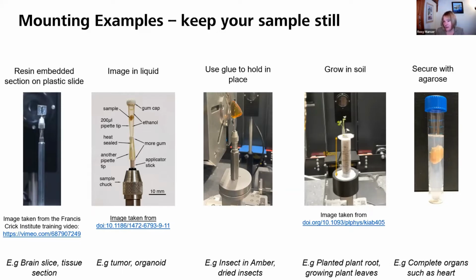And then on the right-hand side, this is a heart that's been embedded in low melting point agarose in a Falcon tube and imaged that way. So there are many, many different options, but the key thing is you need to keep it still for the whole duration of the image acquisition.